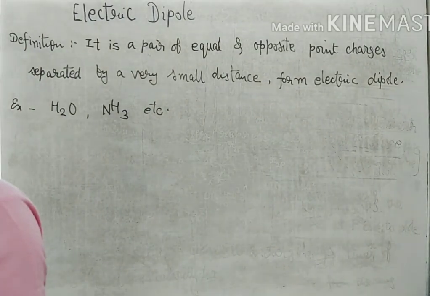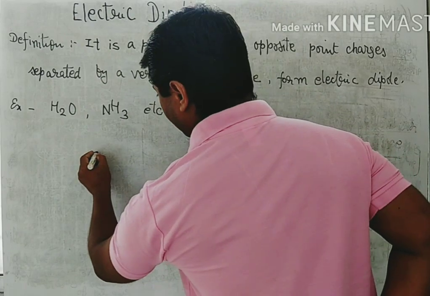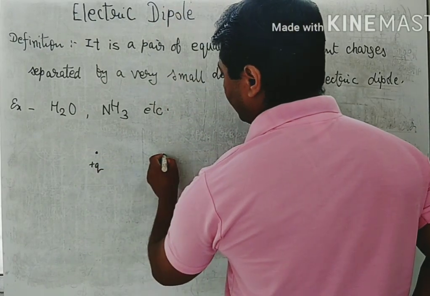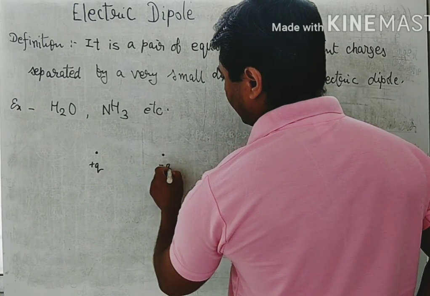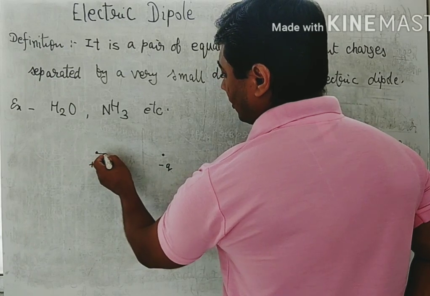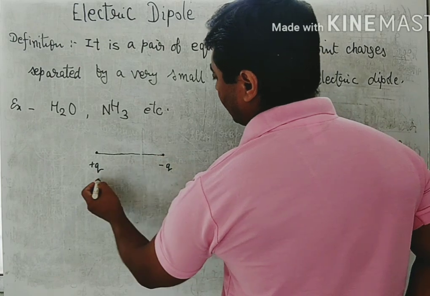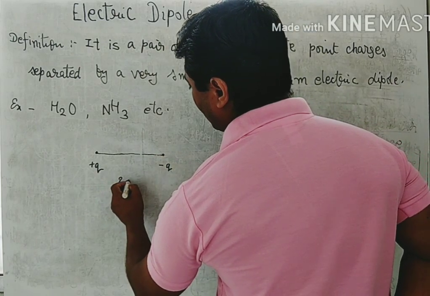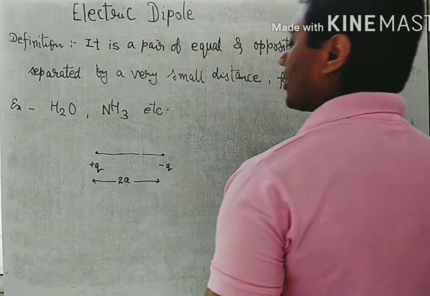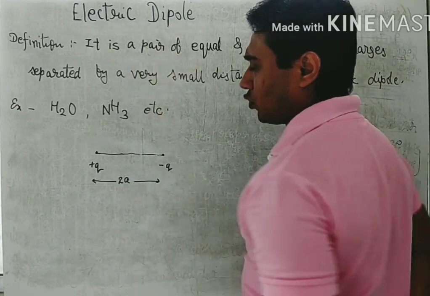Now we can see, suppose this is positive charge plus Q and this is negative charge minus Q. Magnitude wise they both will be equal, and the separation between them is being taken here as 2a. So this is the separation between these two charges. So this assembly, this pair, is an electric dipole.